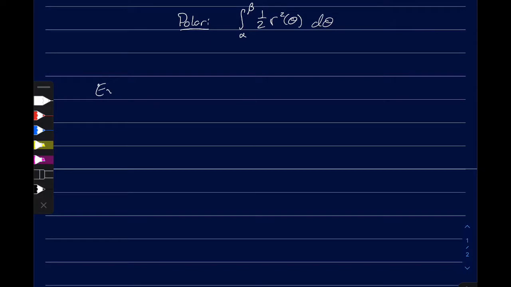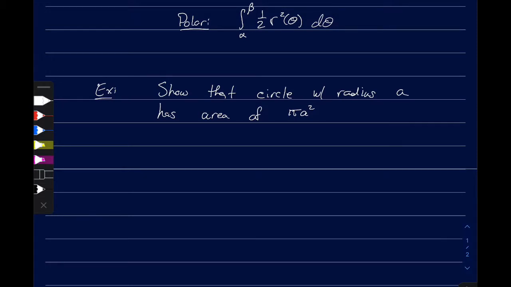So let's look at a couple of examples. In our first example, we're going to look at the area of a circle. We want to show that the area of a circle with radius a is actually equal to pi a squared. So we're going to show that a circle with radius a has an area of pi a squared.